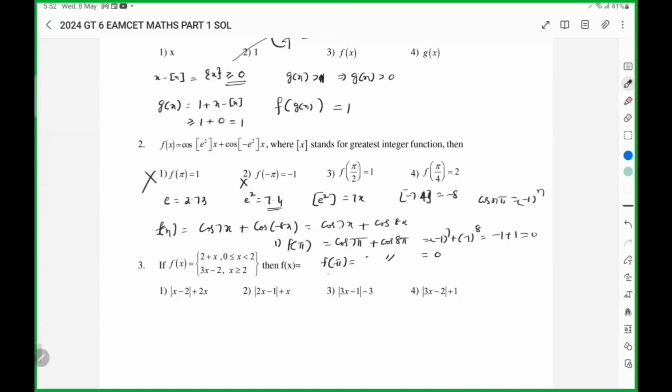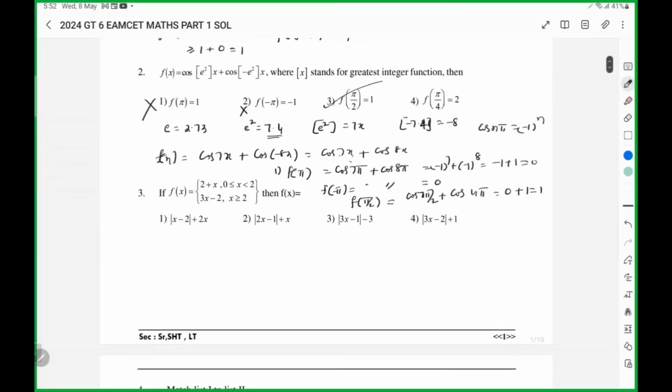F of pi by 2 if I take, so f of pi by 2 means here it is cos 7 pi by 2 plus cos 4 pi. I get cos odd multiples of pi by 2 is 0 plus cos 4 pi is 1. So third option is correct.